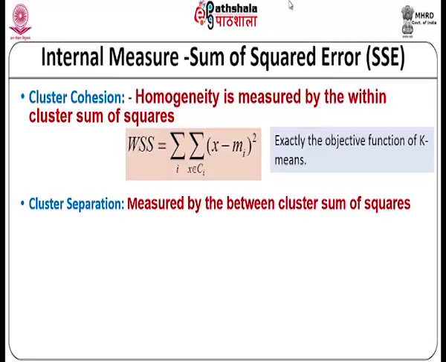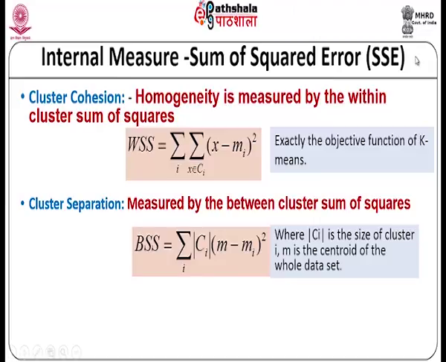This is given as WSS, the within cluster sum of squares, considering one single cluster, the sum of xi minus mi the whole square. This is exactly the objective function of k means. Okay. So, this is the within cluster sum of squares, and cluster separation is measured by the between cluster sum of squares, BSS, equal to the sum over i of Ci times m minus mi the whole square, where Ci is the size of cluster i and m is the centroid of the whole data set.